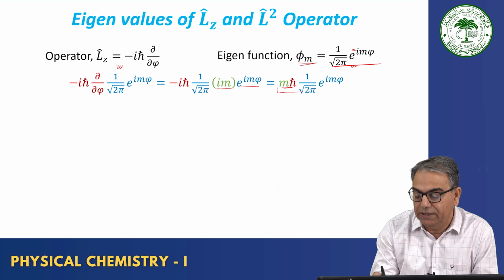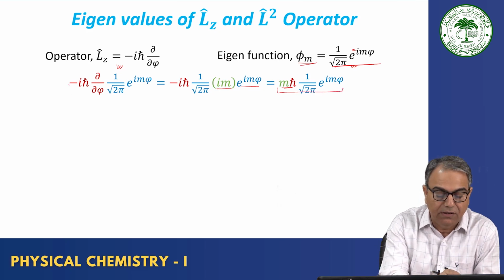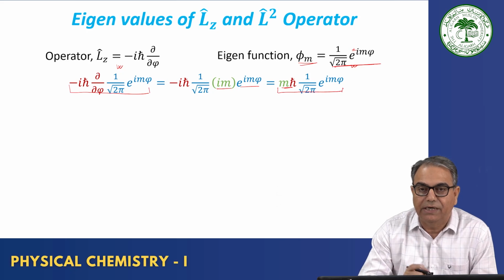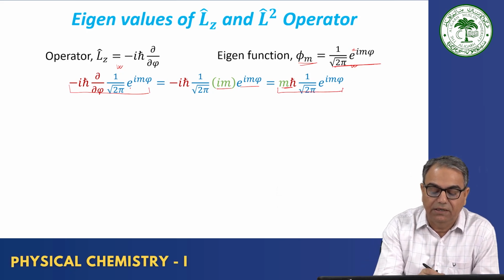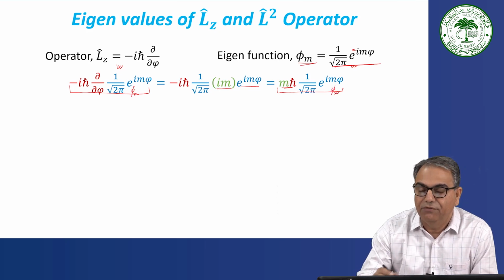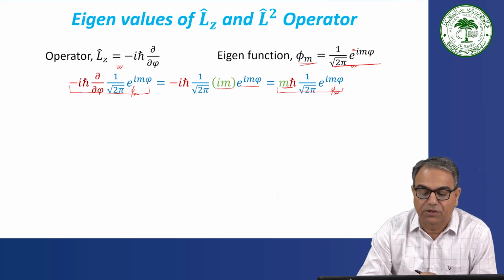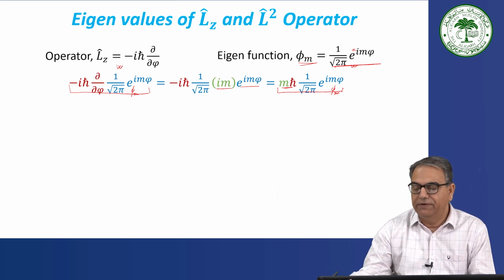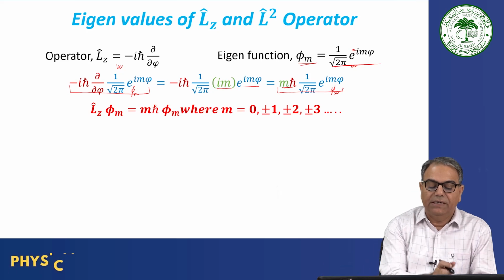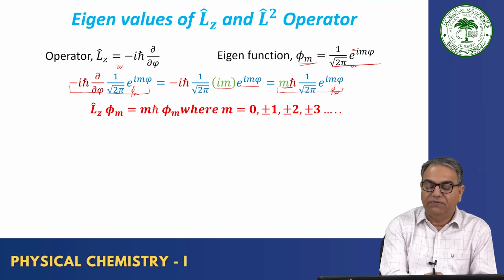If this is the result of the operation of the Lz operator, what does it tell you? It is an eigenvalue equation, because you are getting phi m on this side and phi m on this side with a constant mħ. So the eigenvalue is mħ, and this we did earlier also when we were talking about the importance of phi functions. So we say that Lz phi m gives mħ phi m.